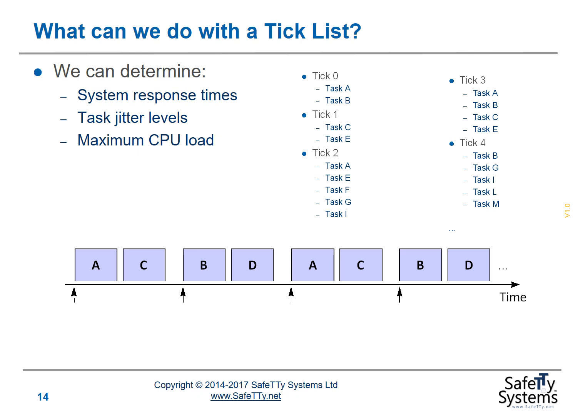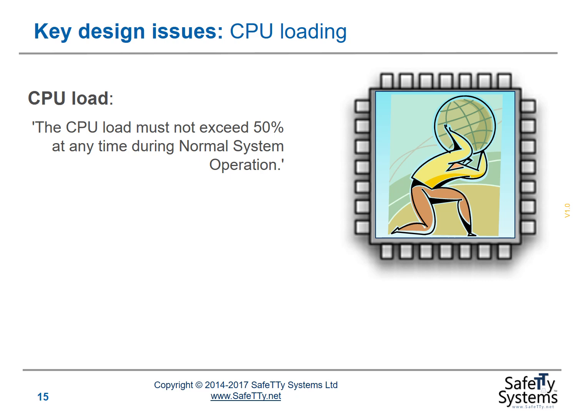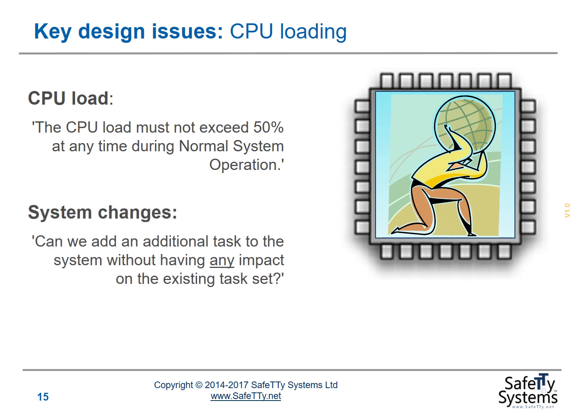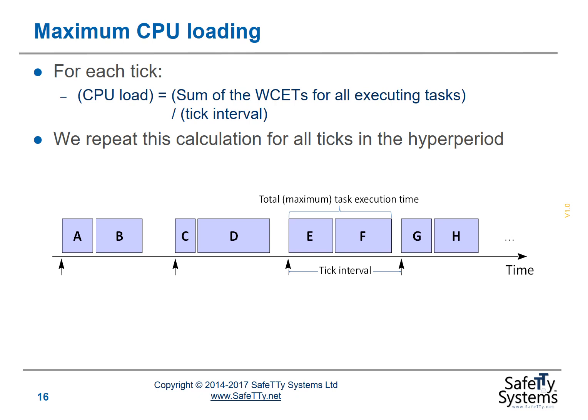Let's just look briefly at the maximum CPU load question for a task set. So as we touched on in video 1, we're often required to maintain the CPU load within a particular limit by a customer for a system. So we may have a requirement that the CPU load must not exceed 50% at any time during normal system operation. Once we've got such information, we can work out whether we can add an existing task to a given task set without having any impact on the existing tasks that are in that set. So CPU load is an important consideration in many designs. We can calculate the maximum CPU load. This is the maximum, remember, not the average CPU load.